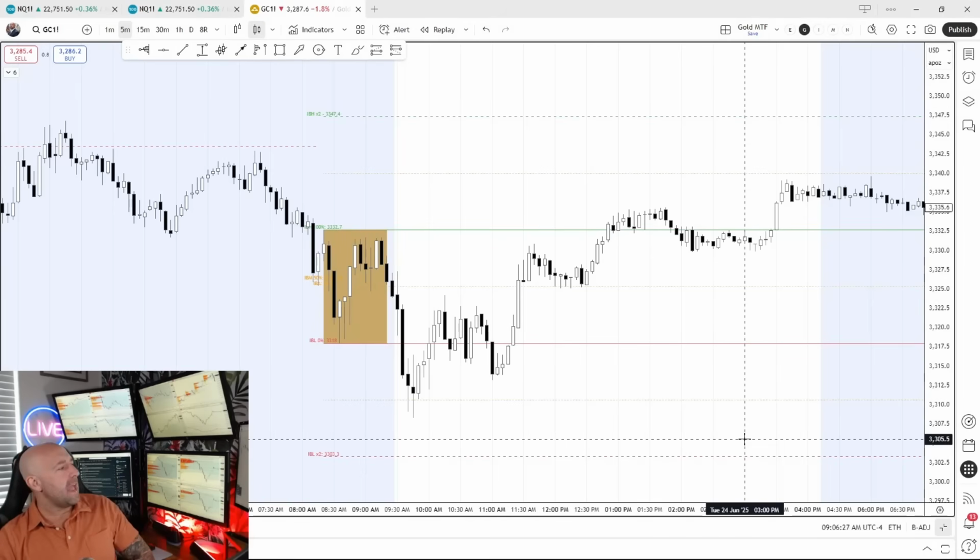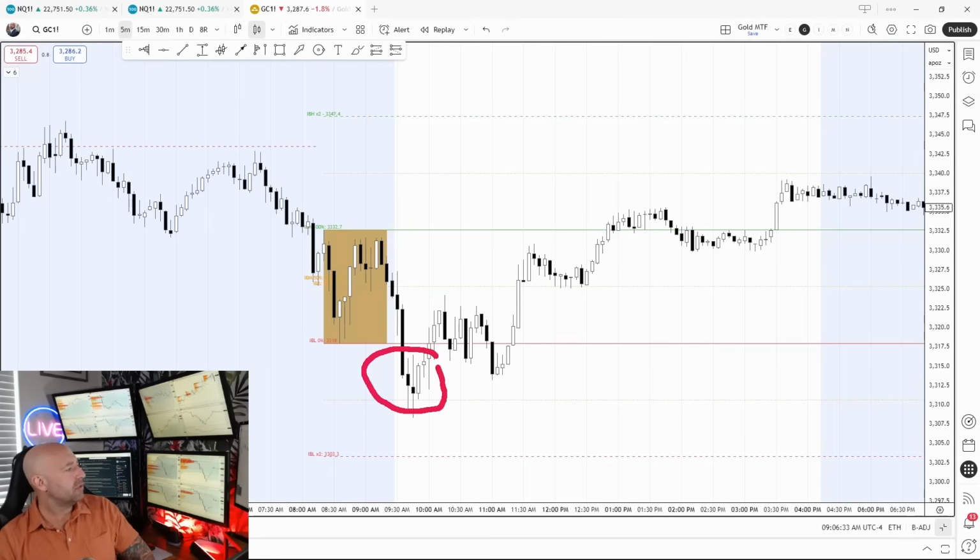Okay, this would be a return to value trade. As you can see, we spent considerable time trading below the initial balance low. This is about half an hour. So once we re-break into value, you could go long. This didn't quite get to IB mid, but you could have grabbed some nice 20, 30 ticks there.